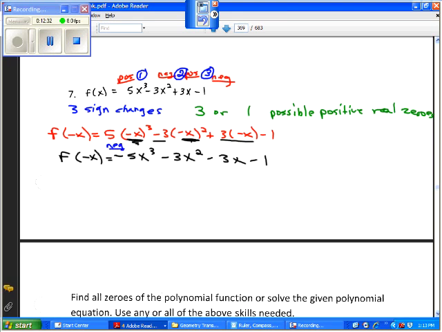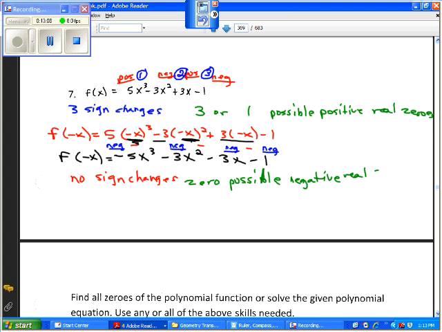So the signs that we ended up with are negative, negative, negative, negative. No sign change, no sign change, no sign change. There are no sign changes. Therefore, there are 0 possible negative real rational zeros.